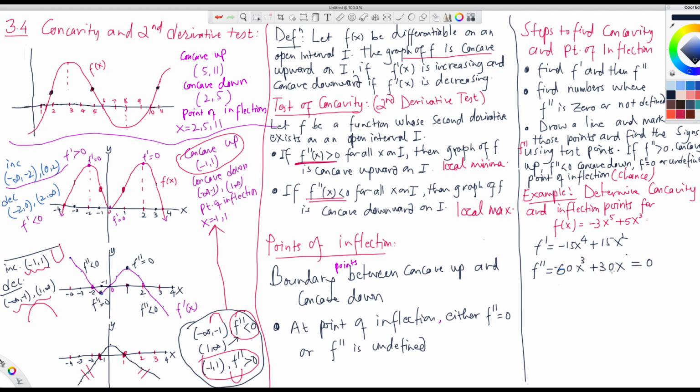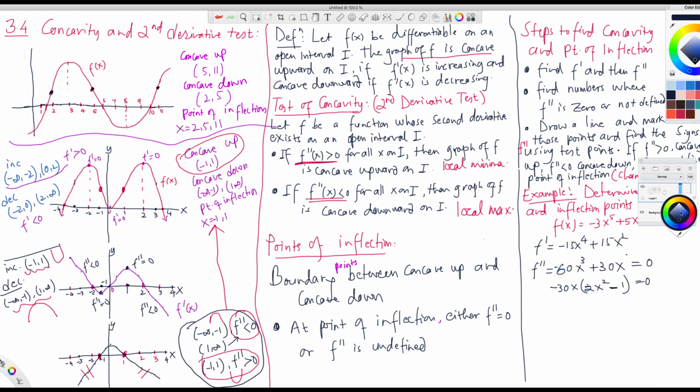Now I want to solve for x. What do I get? Let's factor out negative 30x. Whenever you take out negative 30x, what is left is 2x squared, minus 1, equals 0, right? Minus 1, because you are taking out negative 30x. Now I want to solve this one. How do I solve this one?